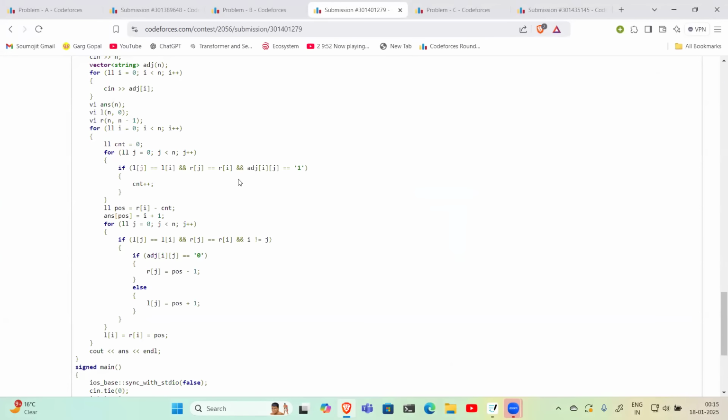Great. So how can I find the position? I loop over all other values j from 0 to n. I check: is Lj equal to Li and Rj equal to Ri? If Lj is equal to Li and Rj is equal to Ri at the same time, that means i and j both are in the same bag. And if that happens, then I check whether adjacency ij is 1, that means there is an edge between i and j. If that happens, then we increase the value of cnt.